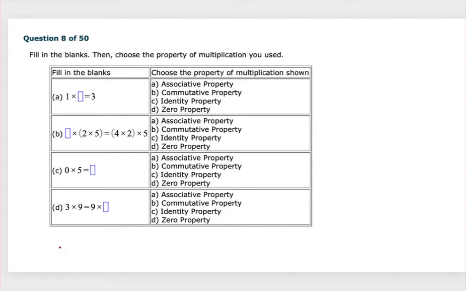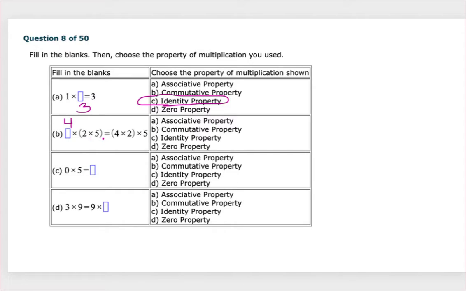Okay, so here we have fill in the blanks and then choose the property of multiplication you used. So 1 times 3 is equal to 3. And that is the multiplication property of identity property here. Any number times 1 gives you itself. Okay, blank times 2 times 5 equals 4 times 2 times 5. Well, the answer here is 4.